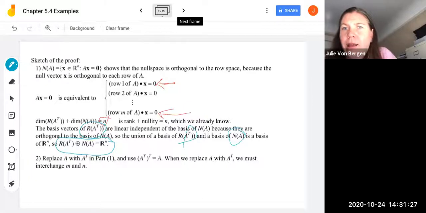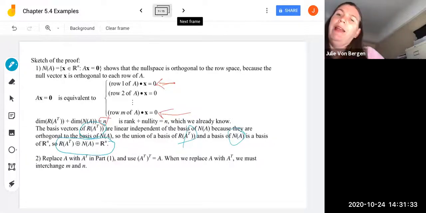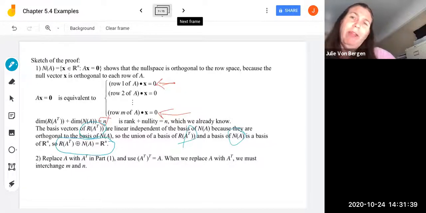And then for the second proof, you just replace A with A transpose in part 1, and then use the fact that A transpose transpose is A itself. And then when we replace A with A transpose, we have to interchange M, the row count or the row dimension, with N, the column dimension.